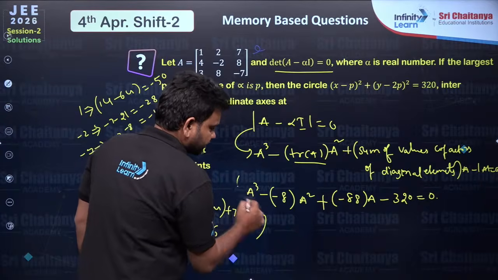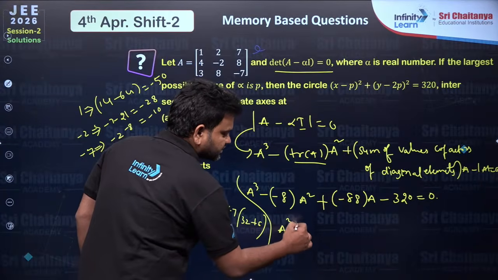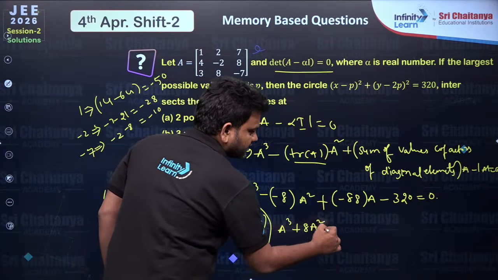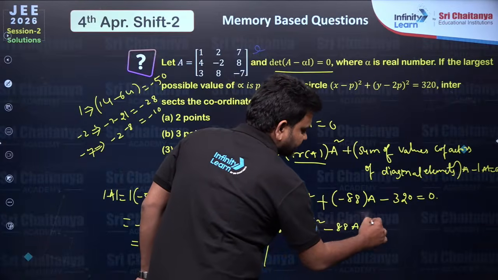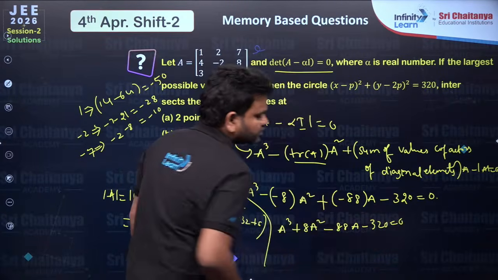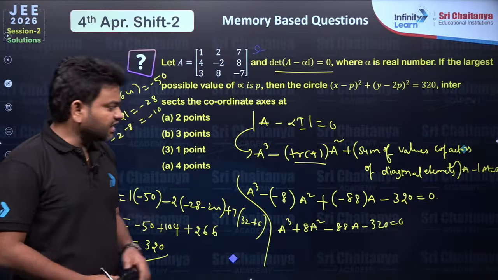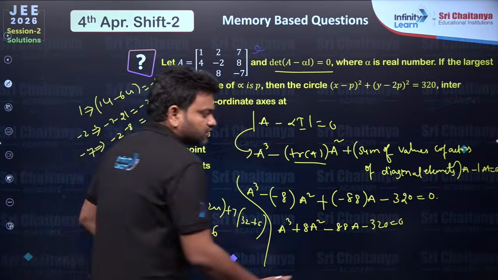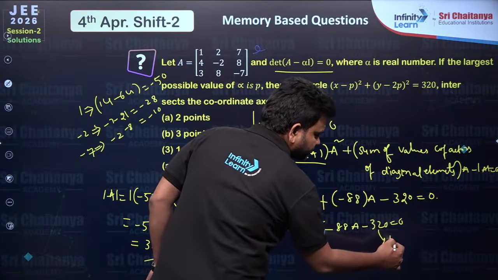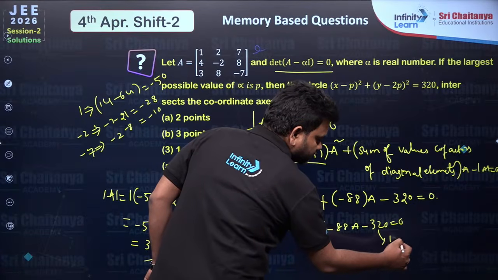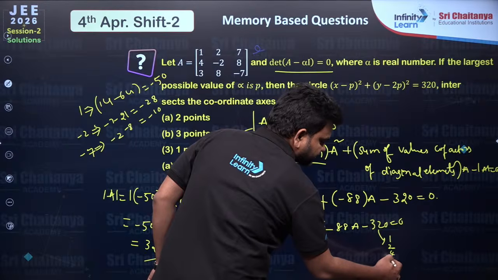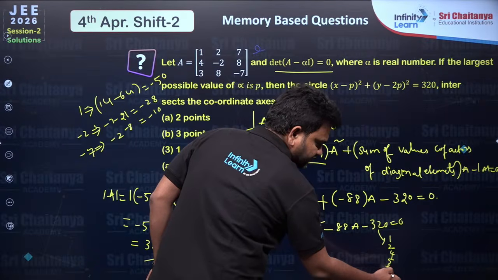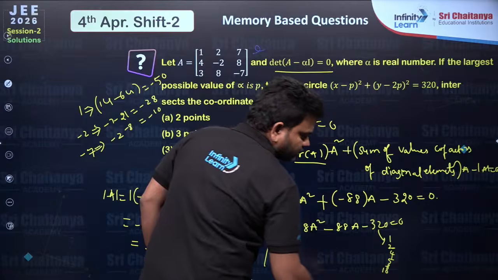Now the problem here is a cube plus 8a square minus 88a minus 320 is equals to 0 is what I am getting. Now here I will not be able to solve it directly, but hit and trial will be a good option for us. So for 320, the roots are going to be what? 1, 2, 4, 5, 8, and then you can write 10, goes on like that.